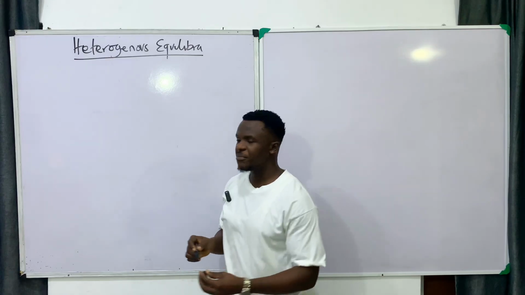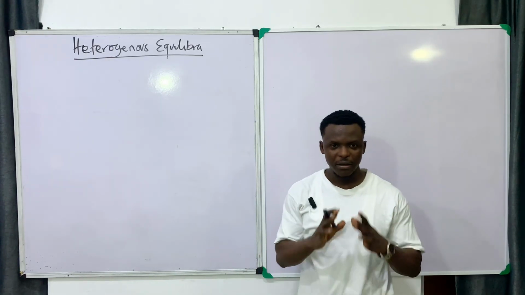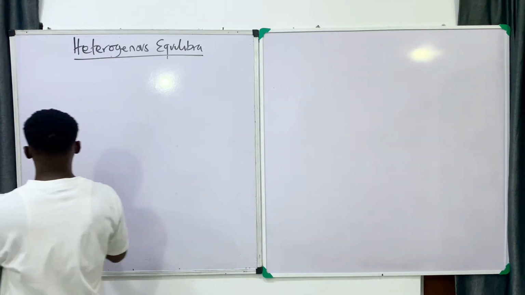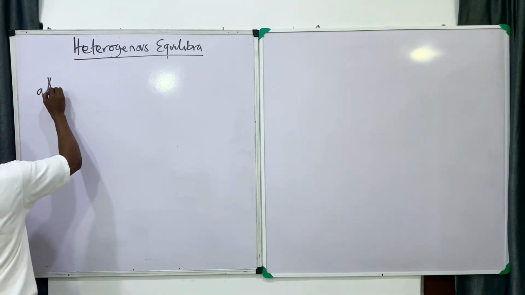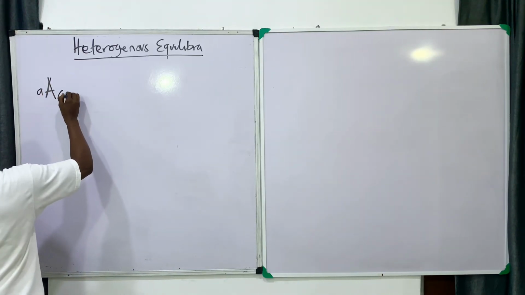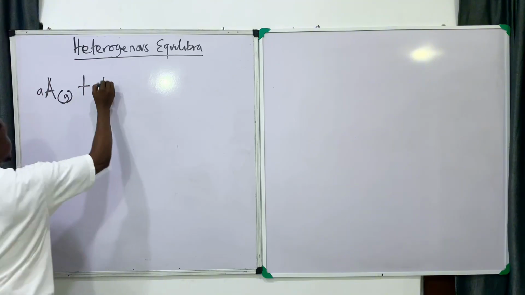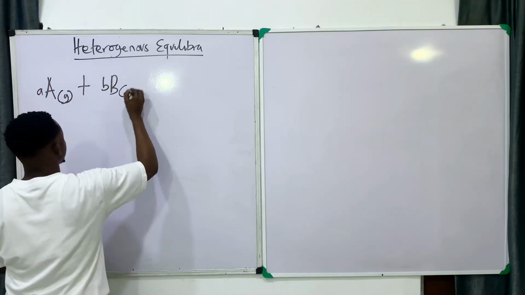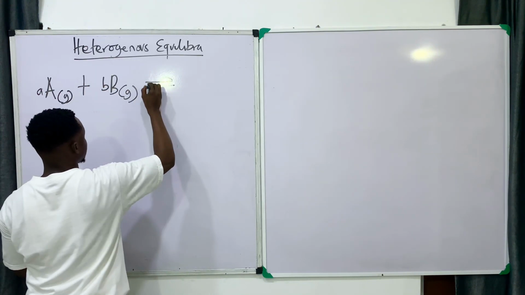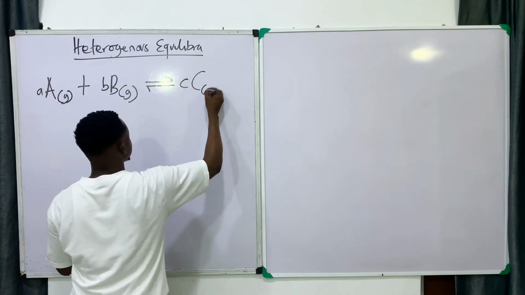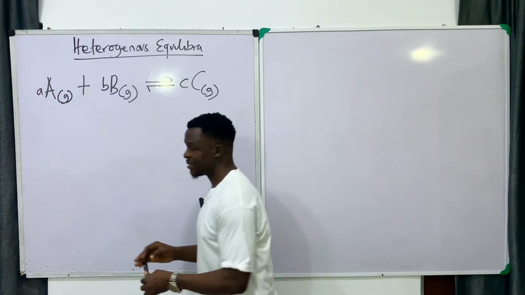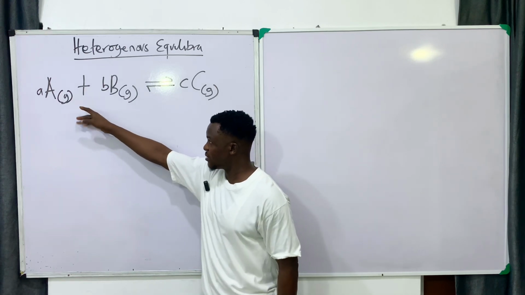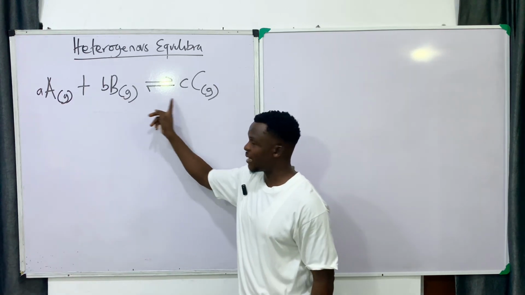All right. 7th topic, heterogeneous equilibria. Now, basically, what does it mean for something to be heterogeneous equilibria? Let me show us an example. If I have A (gas) plus B (gas) gives C (gas). Class, look up. If you look at this, the states of these three species are all gases.